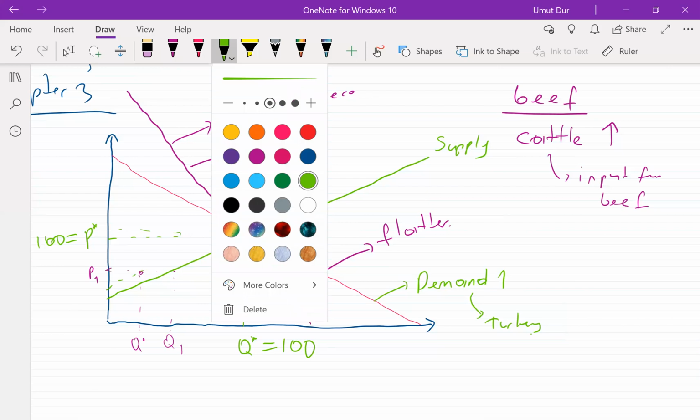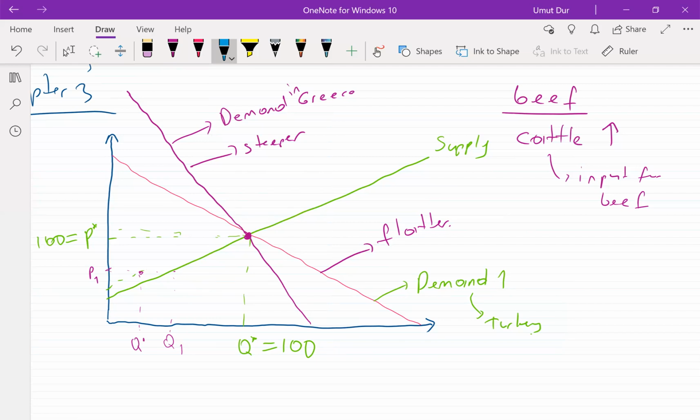Let me use a different color here, let me use blue. The supply curve will shift to the, let me make it more clear, the supply curve will shift to the left. The supply curve shifts, because the production becomes more costly.